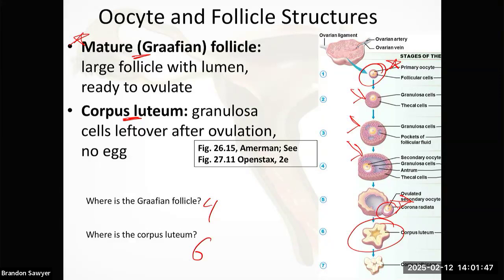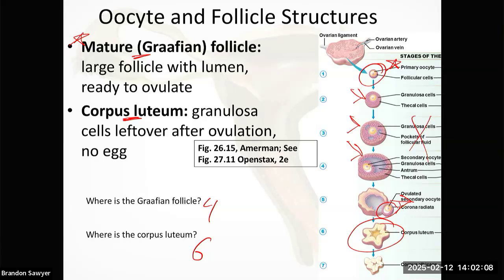Okay, so you don't necessarily need to be able to differentiate between all these words over here, but the big part is just seeing how the follicle grows through the ovulatory cycle, knowing what the fully mature one looks like in number 4 there, and then knowing that after we release the egg, it's called the corpus luteum.